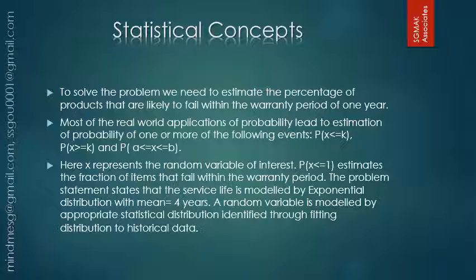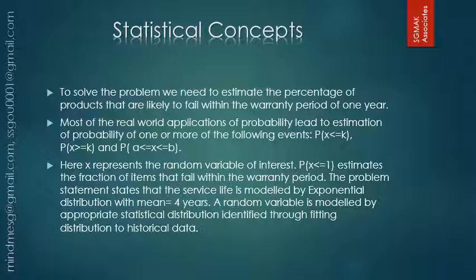Those are the events associated with a random variable, and we estimate the probability by manipulating the statistical distribution. Here x represents the random variable of interest, and you need to estimate the probability x less than or equal to 1, because we are measuring time in years here. The problem statement states that the service life is modeled by an exponential distribution with a mean of 4 years. So the average time until the gadget fails is 4 years.